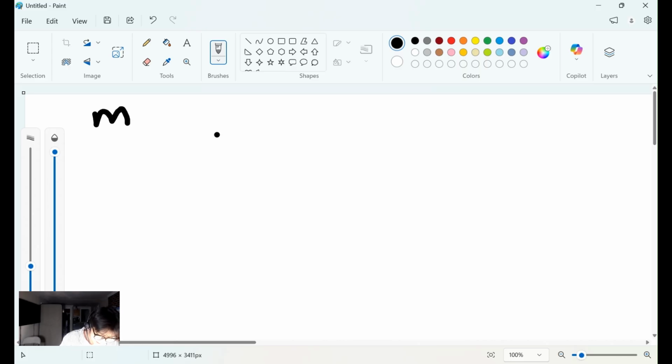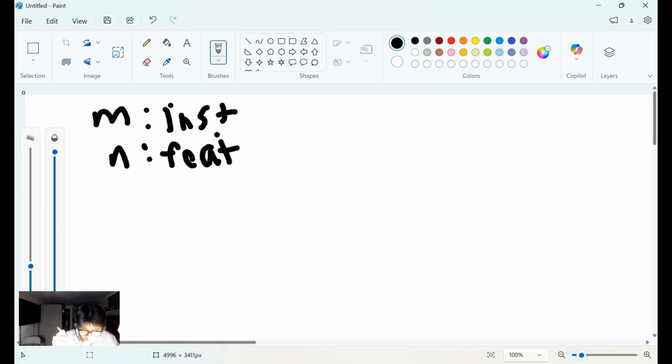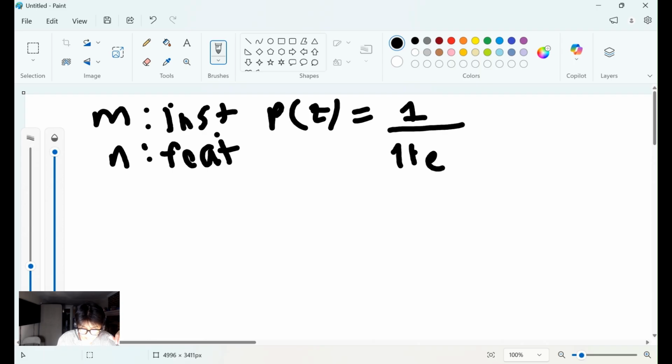So once again, let me just remind you guys, we have m as the number of instances and n as the number of features. And we have just proven that p(z) equals 1 over 1 plus e to the power of minus z, and z is actually just theta transpose multiplied by x, right?